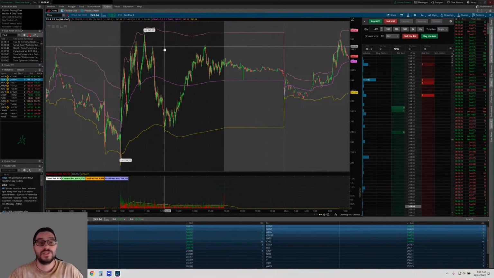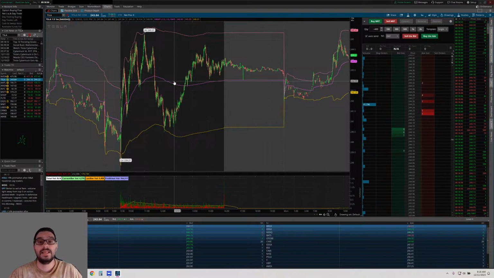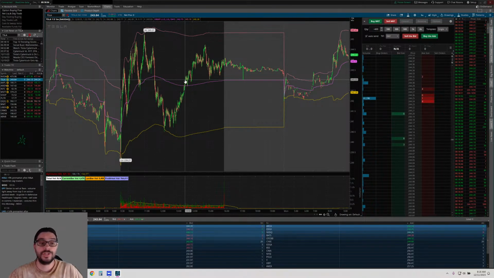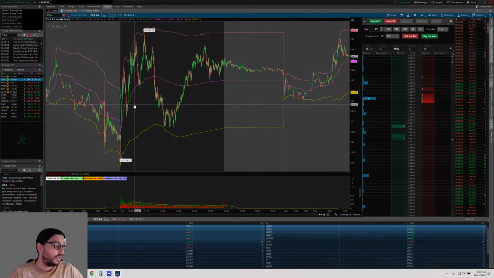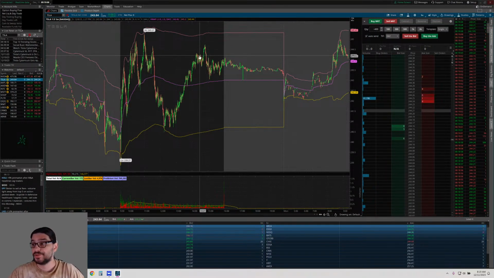I am using TOS. So this is TD Ameritrade Think or Swim. This is the trading platform that I highly, highly recommend. It's free to trade, and has some really good tools, charts, but it takes a little bit of getting used to. So yeah, I recommend TOS over like Robinhood by a lot.